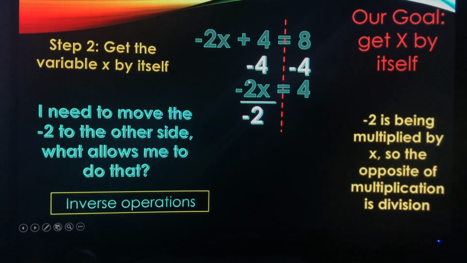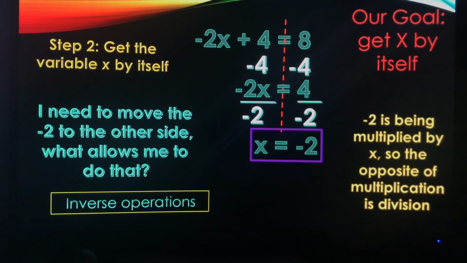What's going to happen is that will cancel each other out to leave me with just 1x, which is what I wanted. If I divide the left side by negative 2, I have to divide the right side by negative 2. Therefore, I have x equals negative 2, okay?